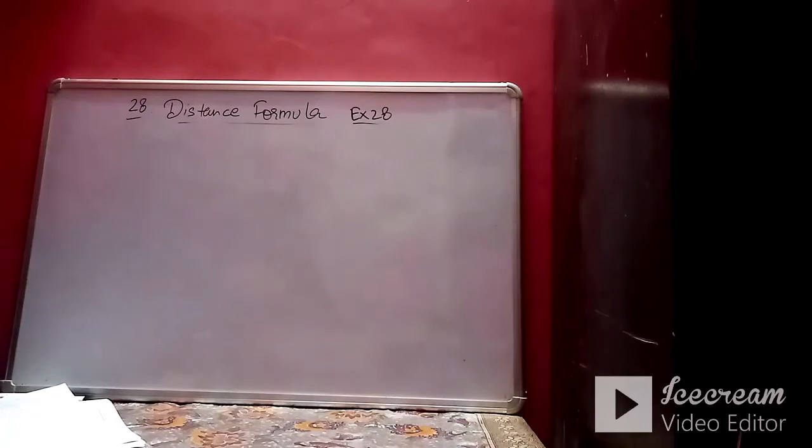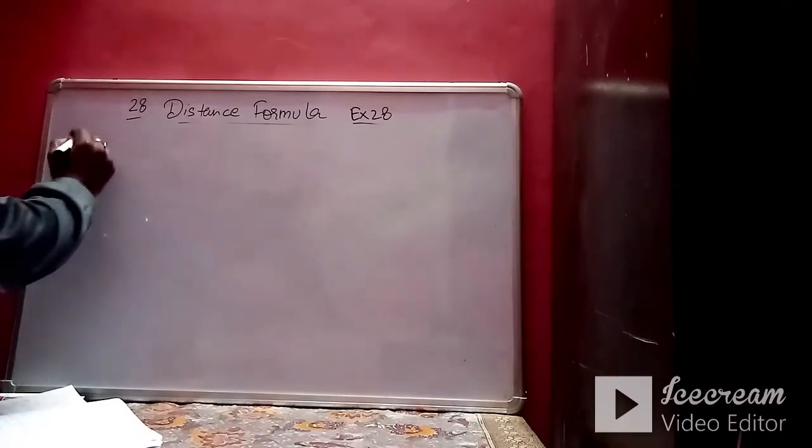So we have started this chapter, distance formula. In that we have discussed till problem number 9. Now today we are going to discuss the problems related to the type of geometry.